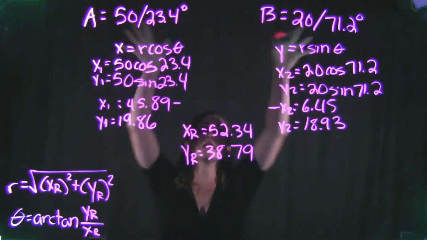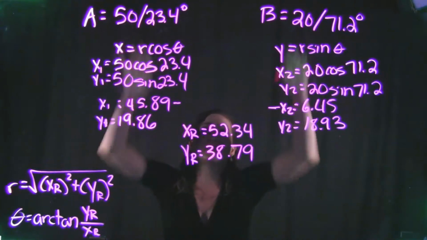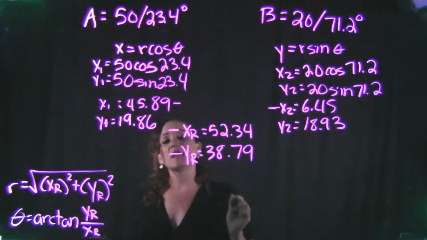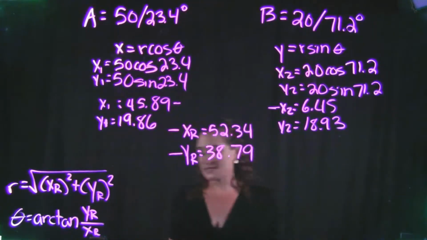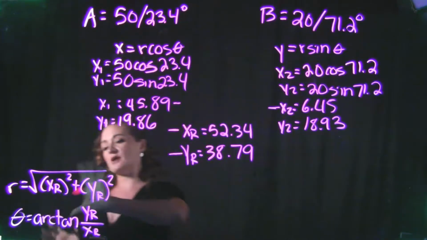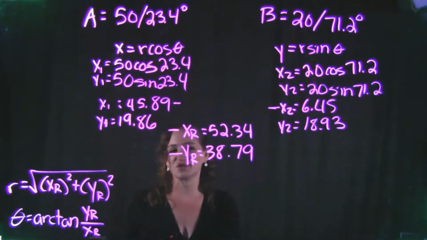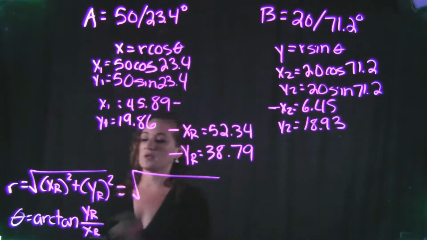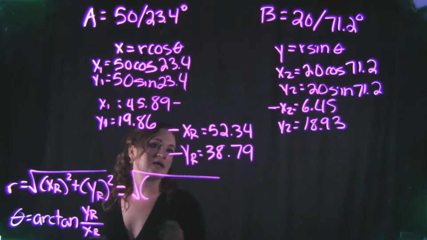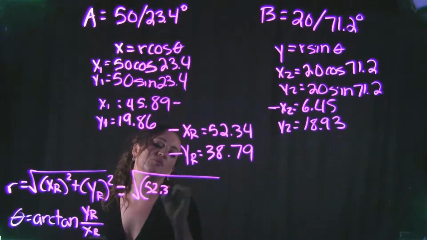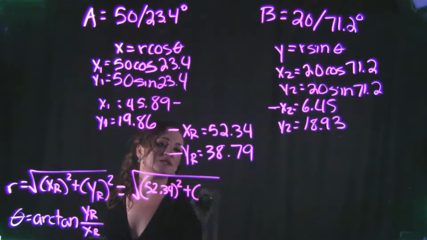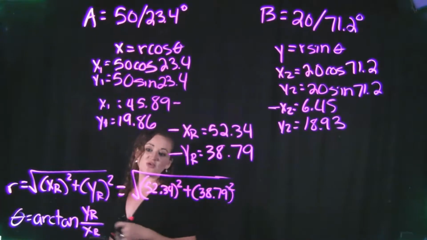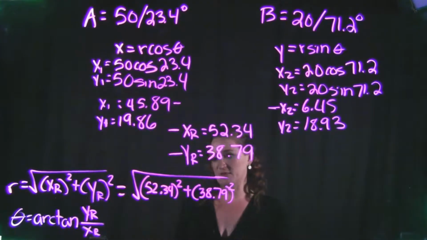So step one, plugging the two vectors into your X and Y formulas here. Step two, add XRs together. Step three, get your YR by adding the two Ys together. Step four is now going to be to plug into our two formulas down here so that we can get our final answer. So our R here, so let's plug into this formula. That would be the square root of XR squared. So that is 52.34 squared plus YR, so that's 38.79 squared.